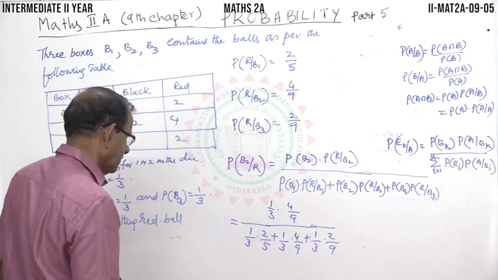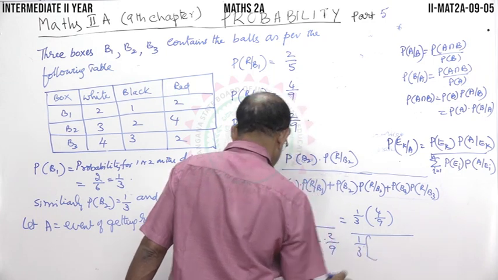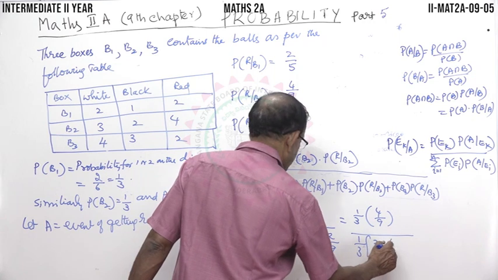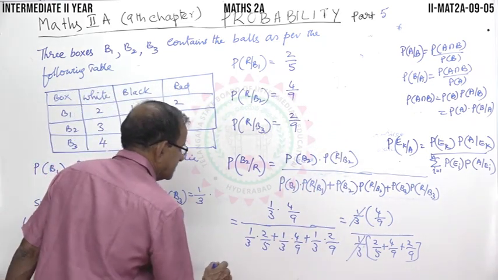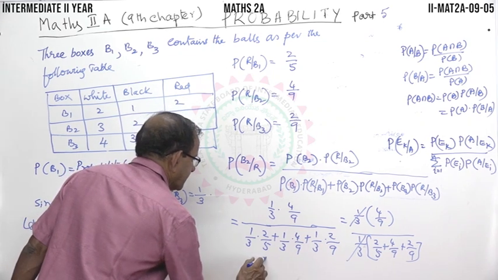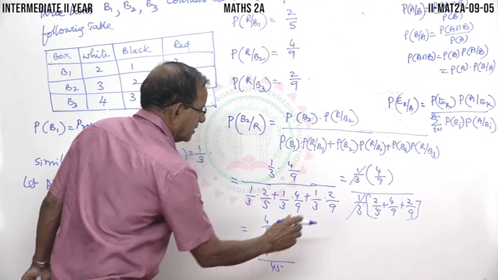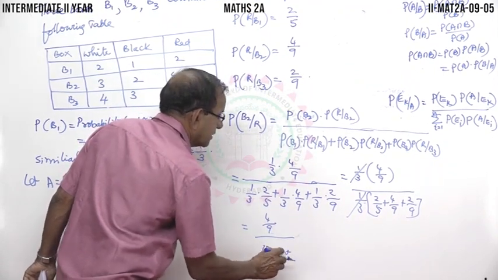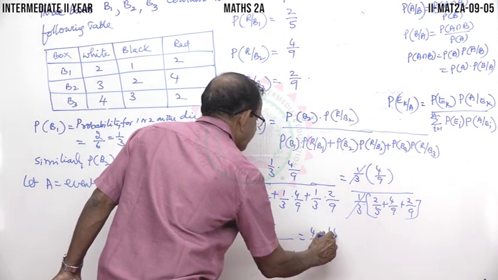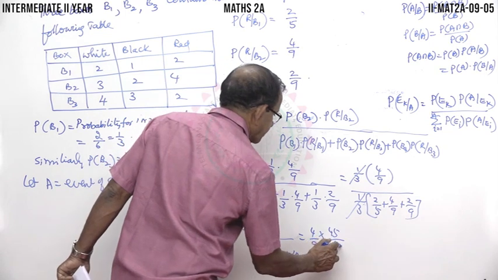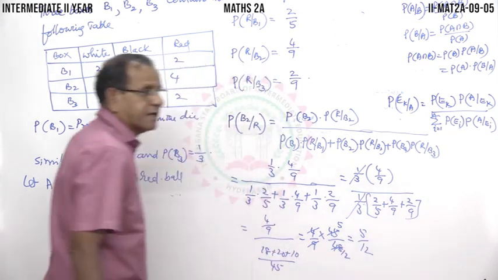Let us simplify this. 1 by 3 is common in both numerator and denominator. Take 1 by 3 common: 2 by 5 plus 4 by 9 plus 2 by 9. Cancel 1 by 3. 45 is the LCM for the denominators. 5 times 4 is 20, and 5 times 2 is 10, so the denominator is 18 plus 20 plus 10, which is 48. So this is 4 by 9 into 45 by 48. You can cancel this by 5 times and this by 12 times. So ultimately the answer is 5 by 12.